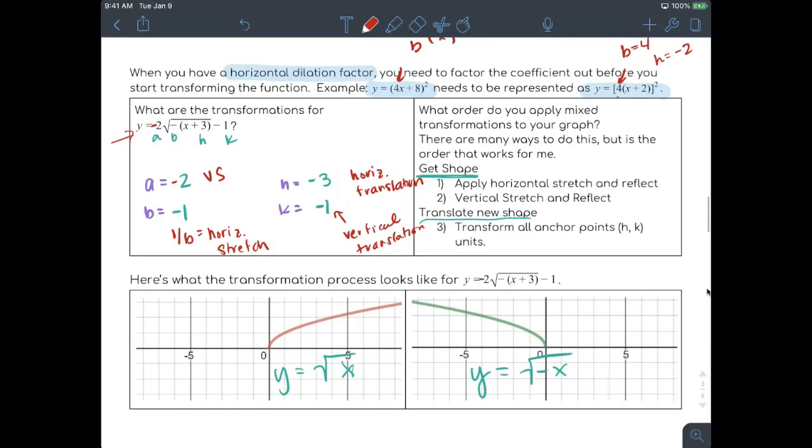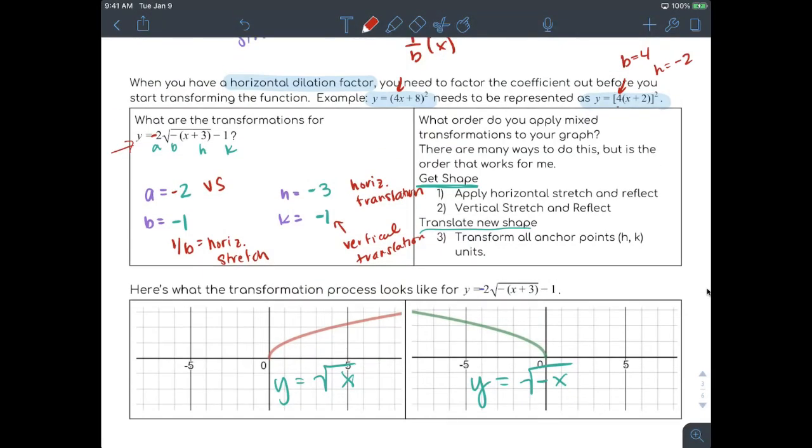What we're going to do next is look at the transformations for negative 2 times the square root of negative quantity x plus 3, minus 1. We have a vertical stretch value of negative 2, a horizontal stretch value of negative 1. So when we manipulate our horizontal stretch value, again, we're going to use that 1 over b. Our h is negative 3 and our k is negative 1.